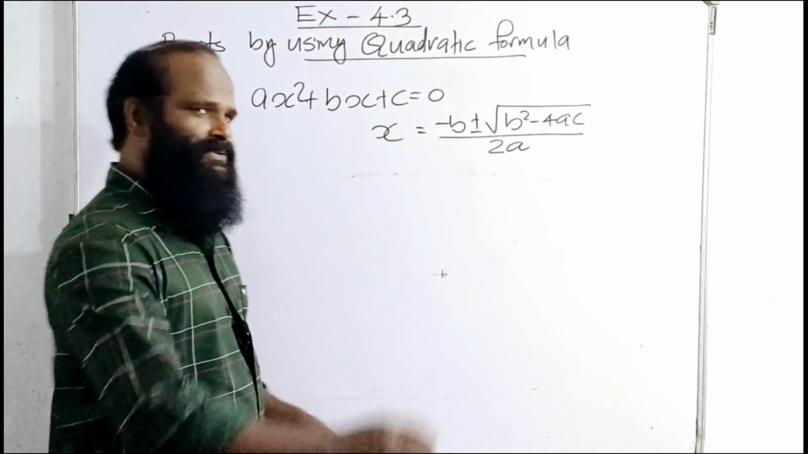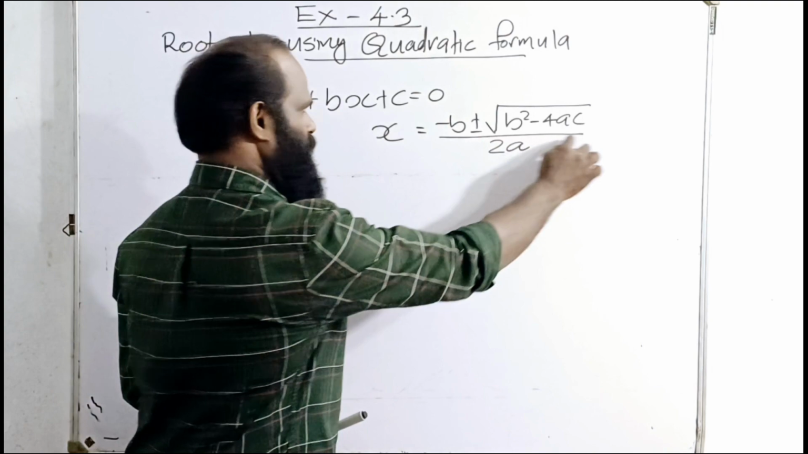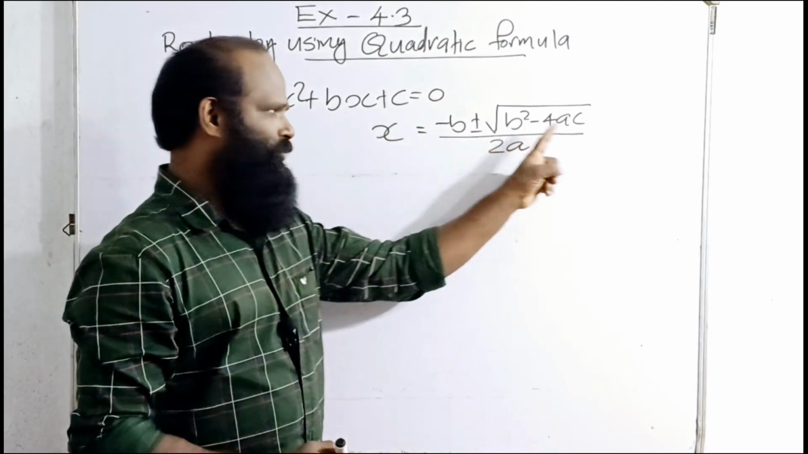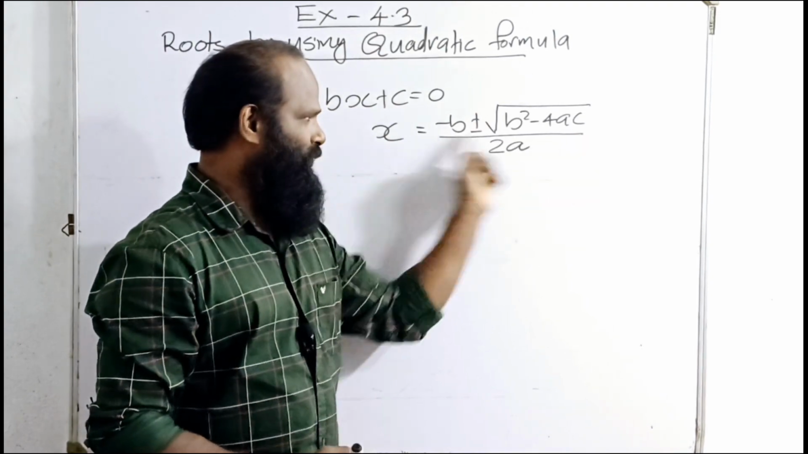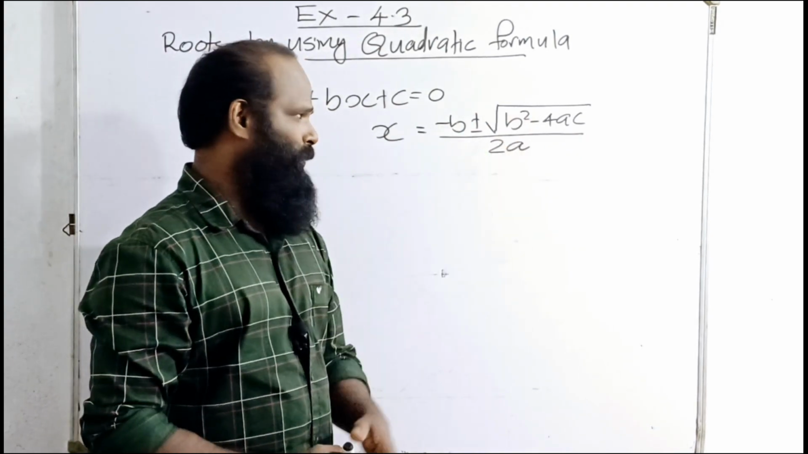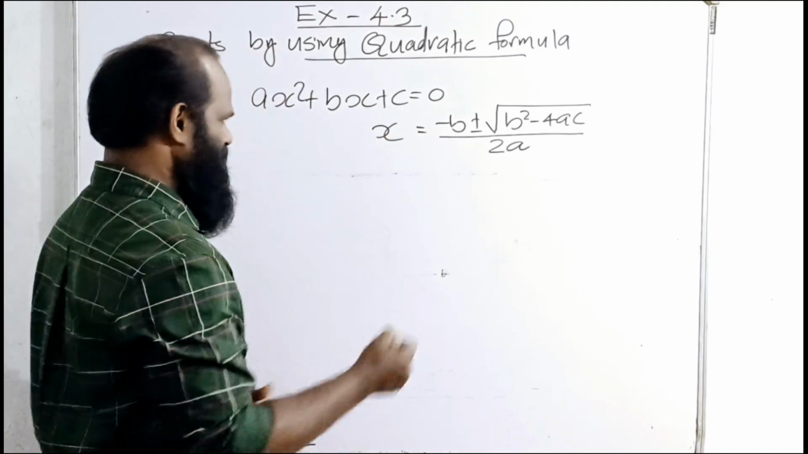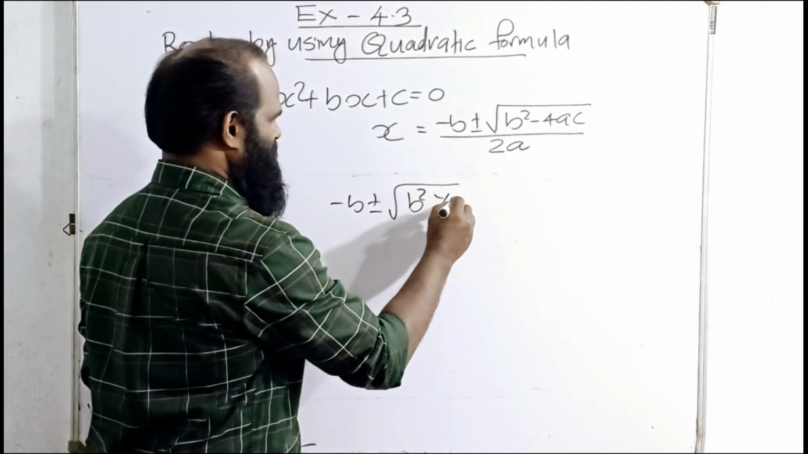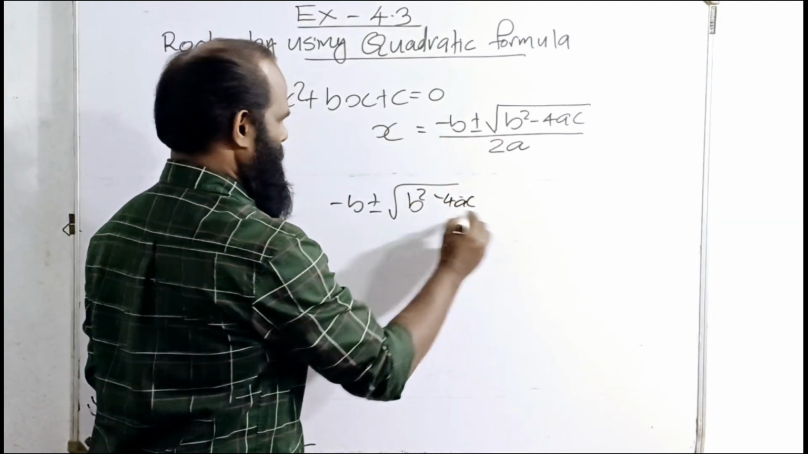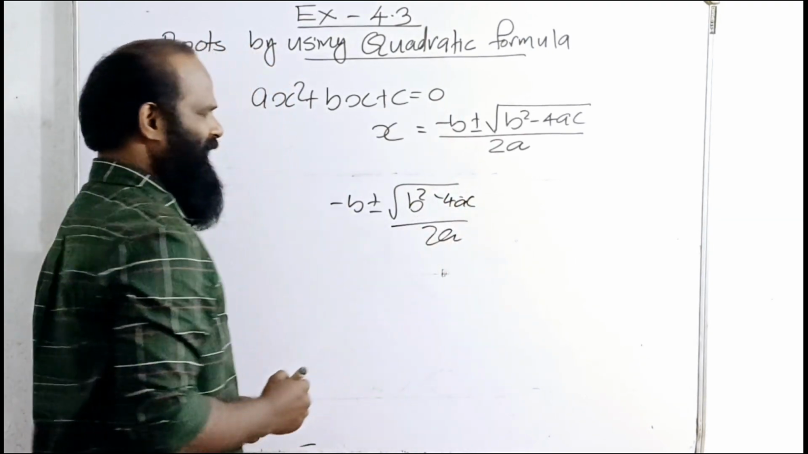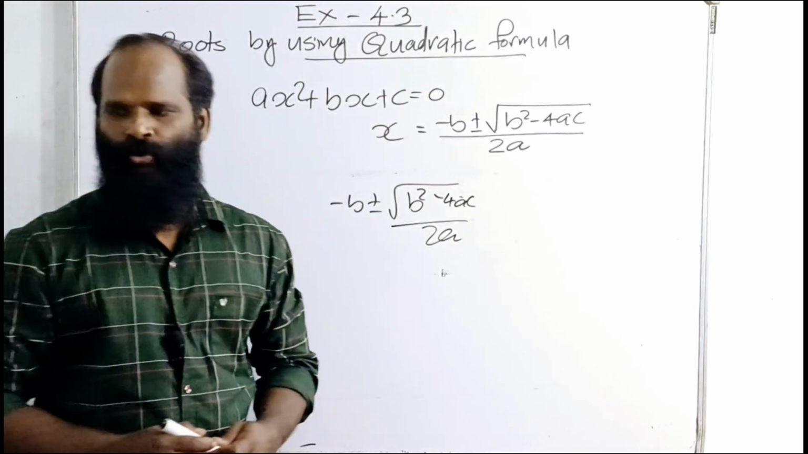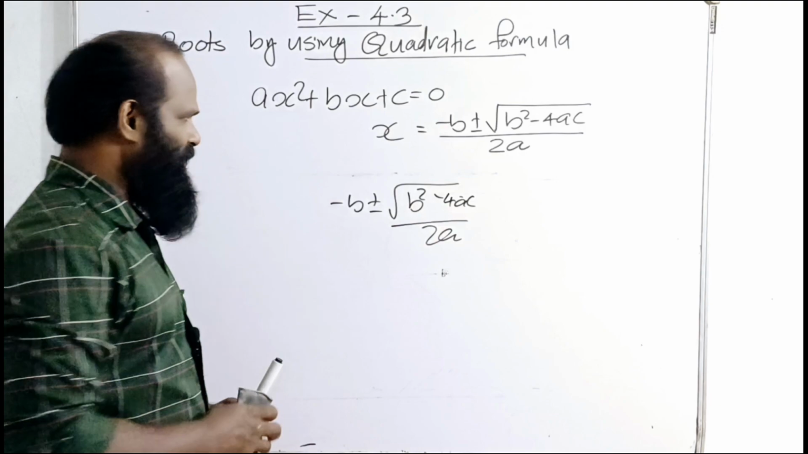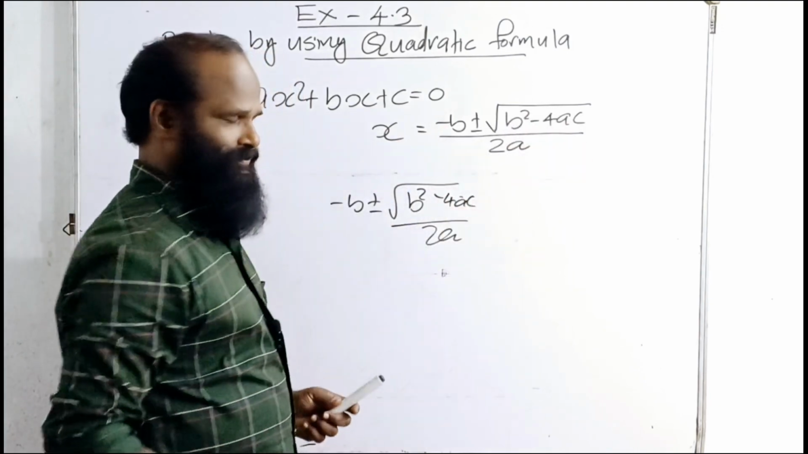By 2a. Take note of the line I have drawn below. This line should start from here and it should end over there. It should cover both minus b and root b square minus 4ac. If you write minus b plus or minus root b square minus 4ac by 2a this way, the meaning is totally changed. It's wrong. So take care when you draw the line.